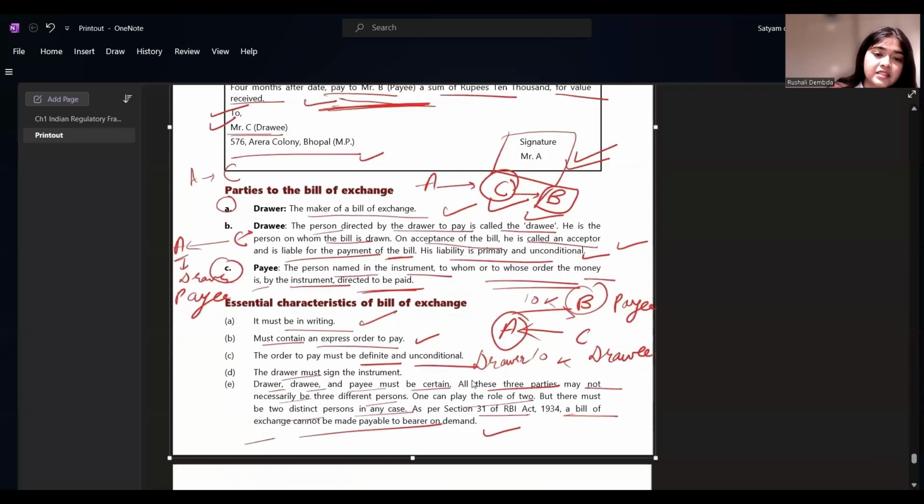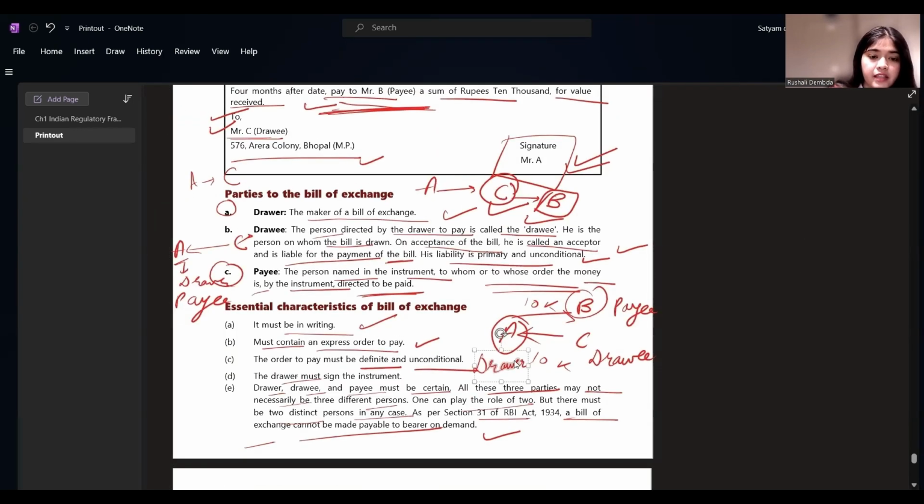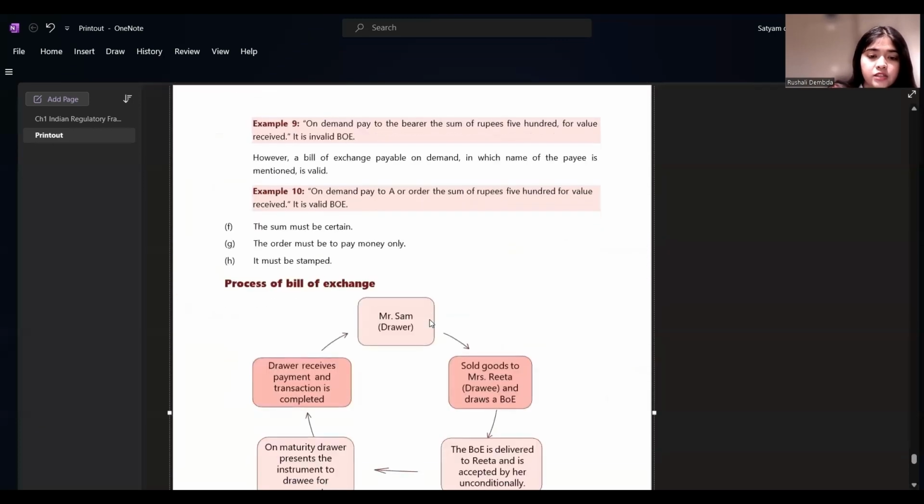Let's see further what else is given. Yes, that's it. They have given the essential characteristics. Let's go ahead. Examples and some more characteristics they have given. "On demand, pay to the bearer the sum of rupees 5,000 for value received." If the drawer, the maker of the bill of exchange, says to pay this amount to the bearer, whosoever is having this bill of exchange, that will be wrong. It is an invalid bill of exchange. We have learned that there should be a certain person. A bill of exchange payable on demand in which the name of the payee is mentioned is valid. Okay.